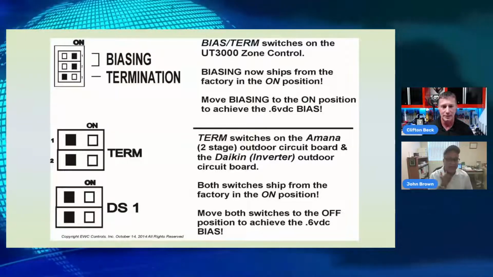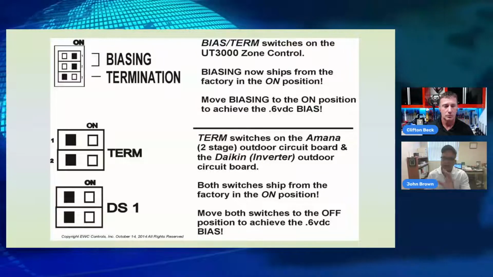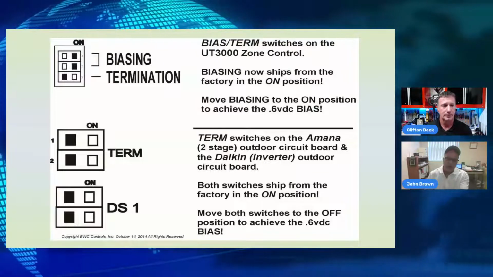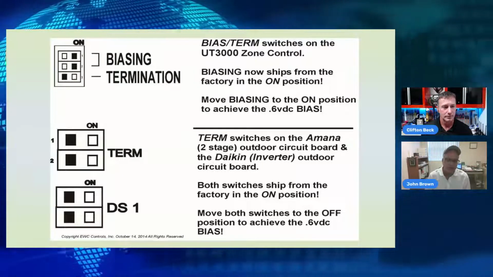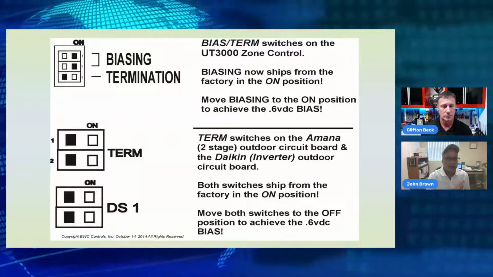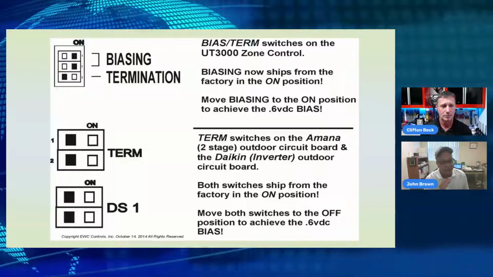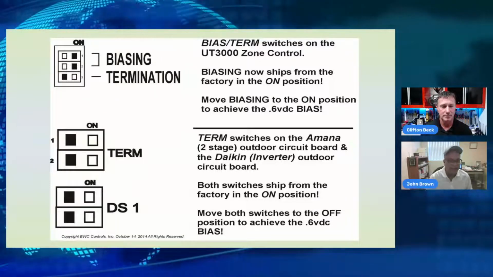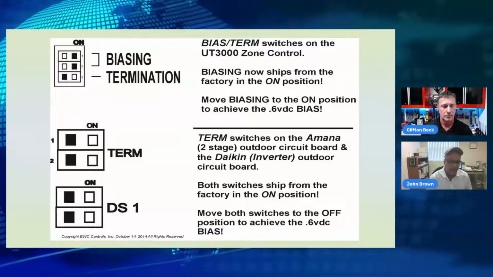So 2 ways, gentlemen. If the zone control is there, biasing 1 and 2 should be on to the right, and term and DS1 should be off. These are the two ways to stabilize the network.